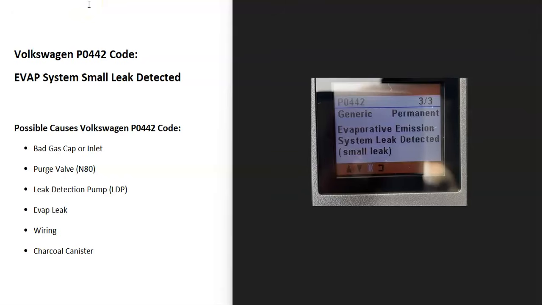So today I'm talking about a Volkswagen with the P0442 code, what it is and how you go about fixing it. And so what is a Volkswagen P0442 code? Well, it's an evap system small leak detected. And what does this mean?